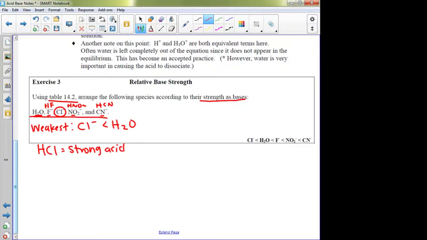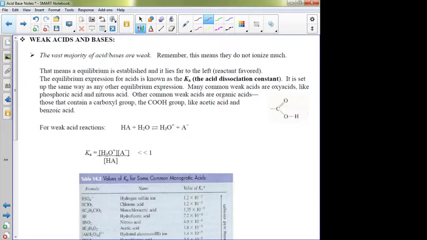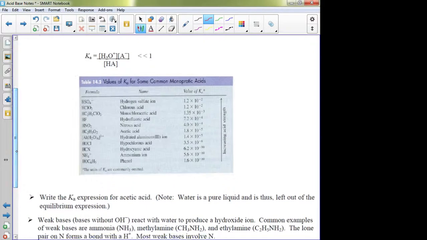So now, how will I be able to tell which comes next, F negative, NO2 negative, or CN negative? Do we know anything about those? No, we don't. So to be able to do that, we've got to come look at table 14.2. Yes, this would have been given to you on a test. You wouldn't have to know this off the top of your head. Right? So if we look at table 14.2, and I look at my Ka values, okay? The larger your Ka value, that means the stronger the acid. So the larger the Ka, then that means the acid is stronger.